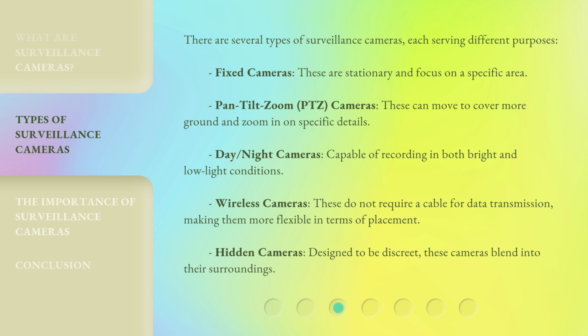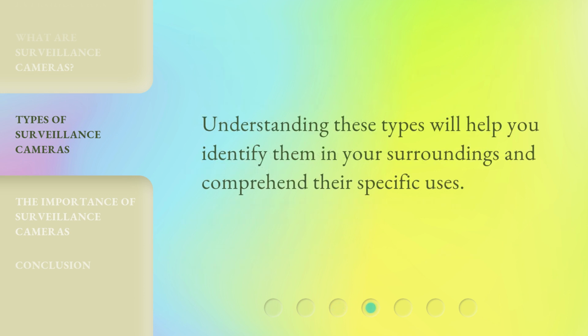Day, night cameras. Capable of recording in both bright and low light conditions. Wireless cameras. These do not require a cable for data transmission, making them more flexible in terms of placement. Hidden cameras. Designed to be discreet, these cameras blend into their surroundings. Understanding these types will help you identify them in your surroundings and comprehend their specific uses.